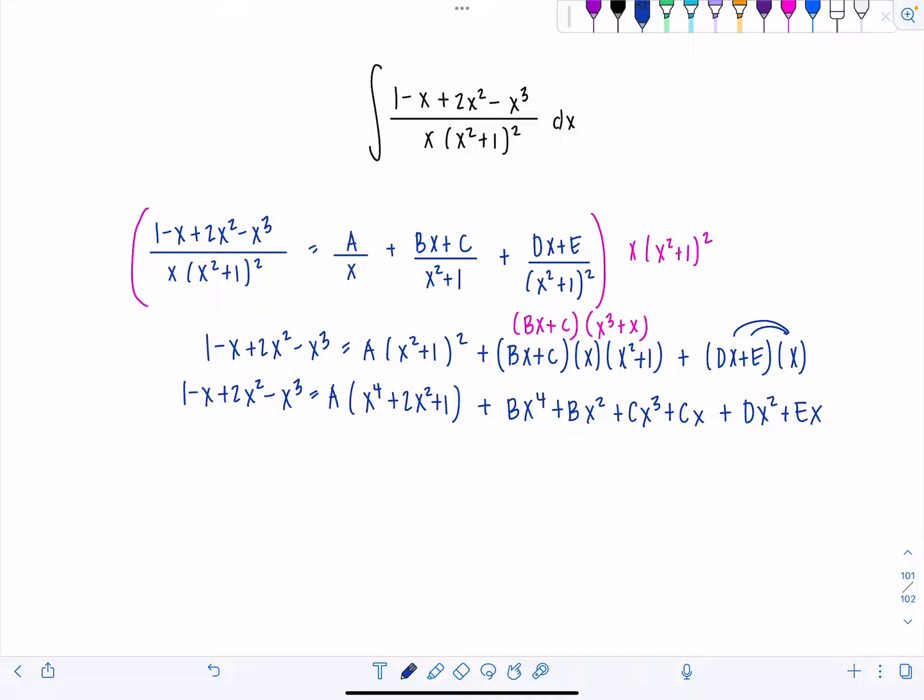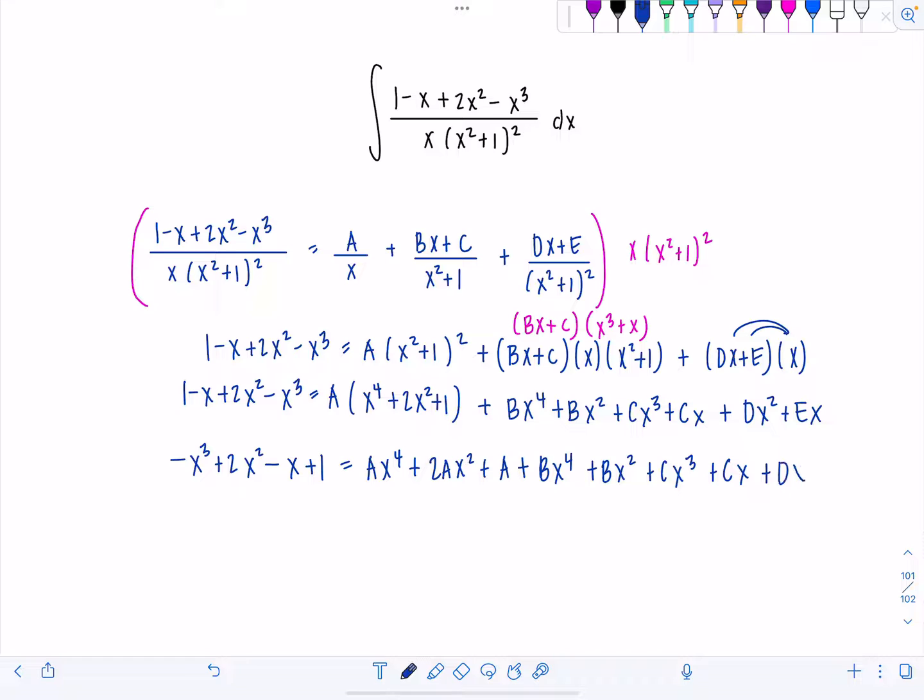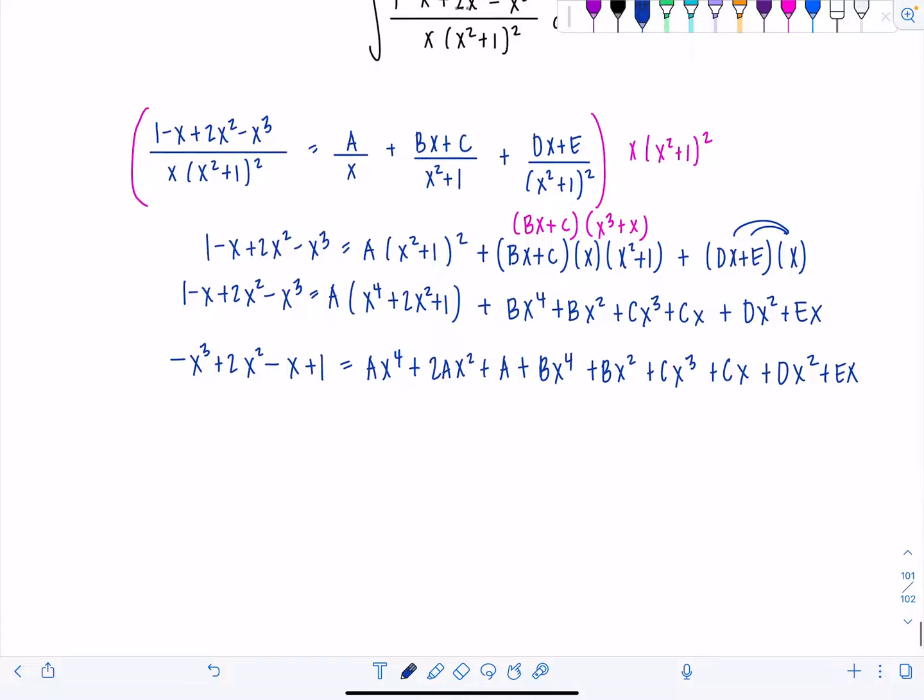Let me put the left-hand side in descending power. So negative x cubed plus 2x squared minus x plus 1 equals, and then here we'll have Ax to the 4th plus 2Ax squared plus A plus Bx to the 4th plus Bx squared plus Cx cubed plus Cx plus Dx squared plus Ex. Woo!